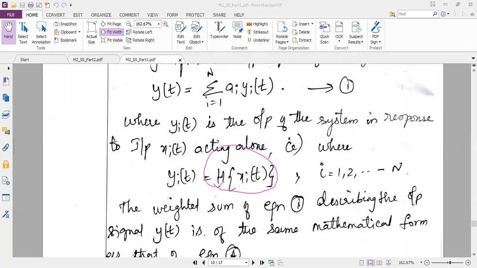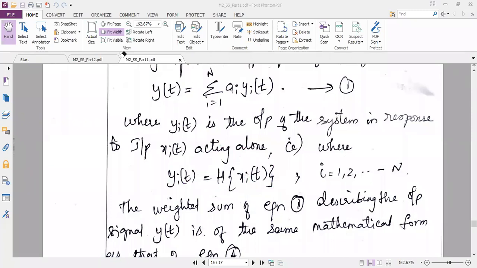I know how to get output y. Output is obtained by the operation h on x. Since I want yi of t, I am performing the operation on xi of t. This i can be 1, or it can be 2, or 3, or 4, like that. It can be any number.